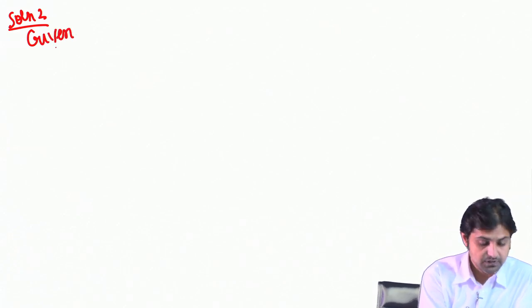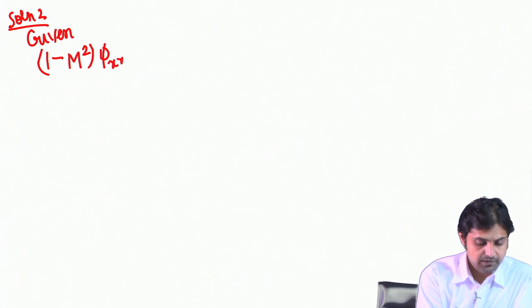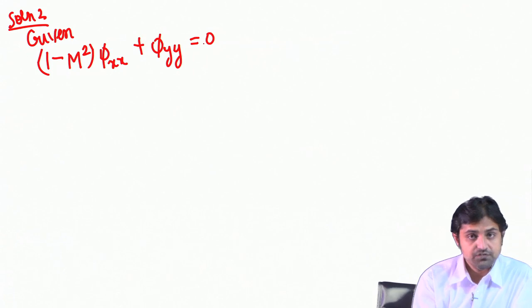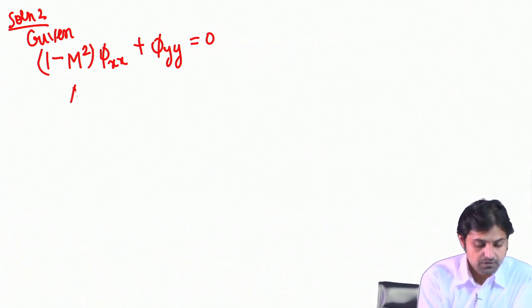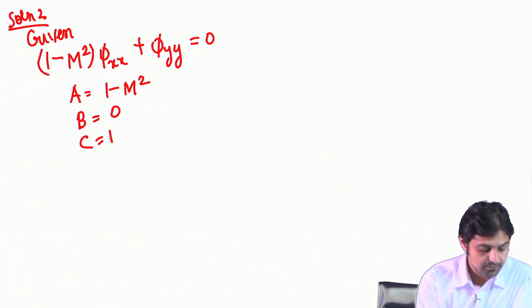So the best way is always to write the solution. First we write what the things are given. Okay, so the equation given is (1 minus m square) phi xx plus phi yy. So drawing the analogy from the general equation, we write a is equal to 1 minus m square. Second, b is 0 and c is 1.